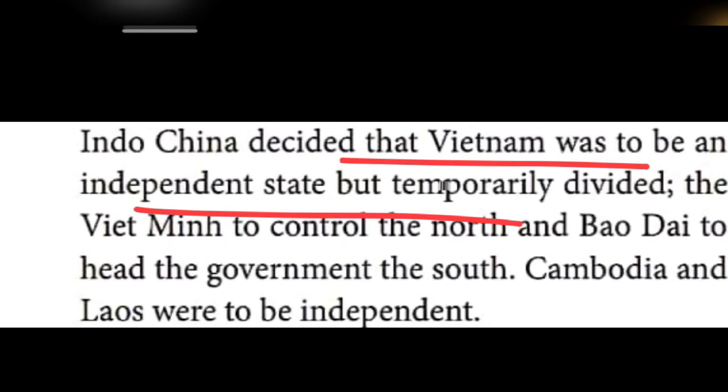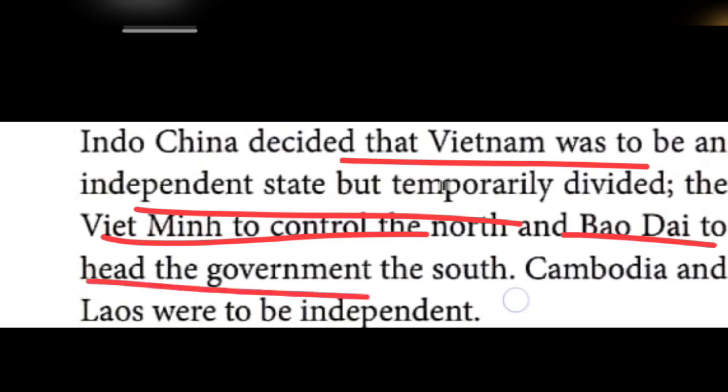Okay, so Indochina decided that Vietnam was to be an independent state, but temporarily divided. Vietnam became independent, but it was divided into two: North Vietnam as well as South Vietnam. Who had control in the North? The Viet Minh. Viet Minh had control over the northern part of Vietnam. At the same time, in the southern part, Bao Dai, the name of a person, was the head of the government of South Vietnam.